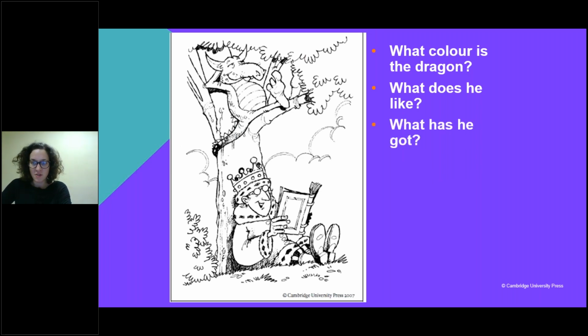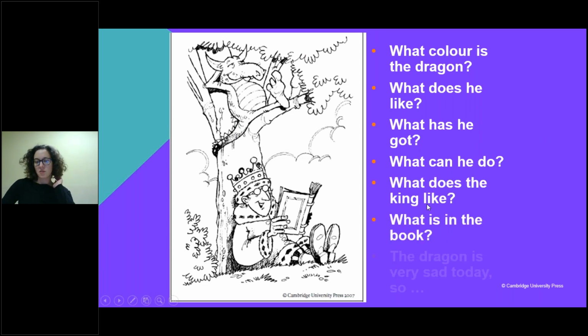So what does he, I can't see what's here. What has he got? He's got a tail, he's got hands, he's got legs, and so on. Then we have, what can he do? He can jump, he can, and so on. So you can create different questions for that.